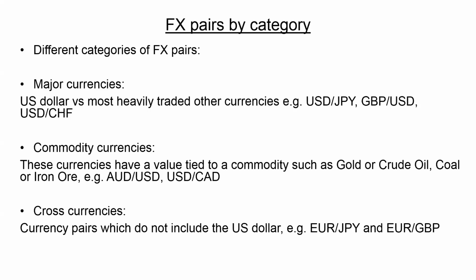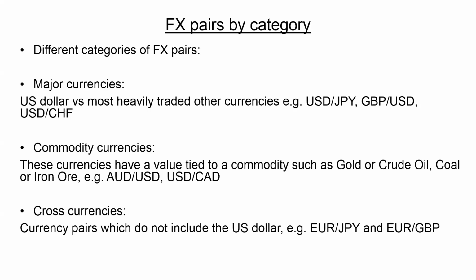Now, these are currencies which have a strong value linked to a commodity. For example, gold, crude oil, coal or iron ore. So if the economy of one particular country is heavily affected by the price of one of those commodities, then it stands to reason that the currency will tend to reflect the rise and fall of that commodity to some extent in its value. And this is the case for countries like Australia, Canada, Mexico, Norway, Venezuela, countries which have a strong connection to the price of an underlying commodity.